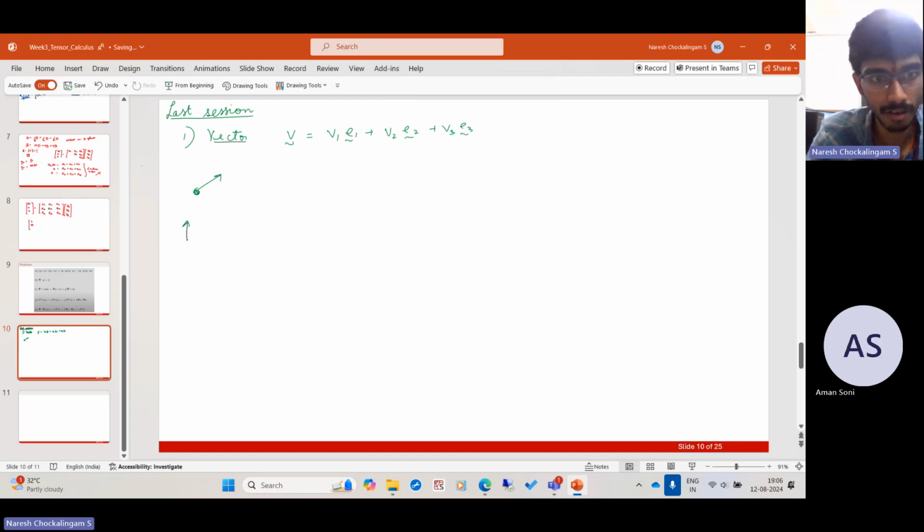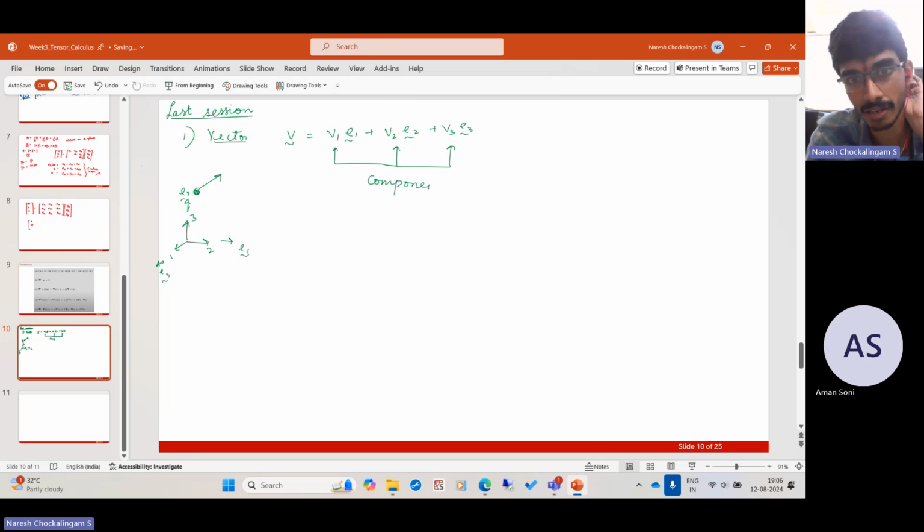You can specify a coordinate system 1, 2, 3. You can take unit vectors along this coordinate system, call them E1, E2, E3, and you can express any given vector as a linear combination of the basis vectors E1, E2, and E3 in this form. So these scalars multiplying the basis vectors are called the components of the vector referred to the system E1, E2, E3. These are the components of the vector v. The vector exists independent of its components.